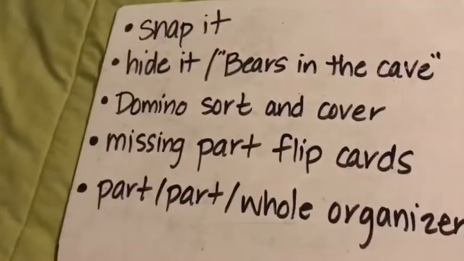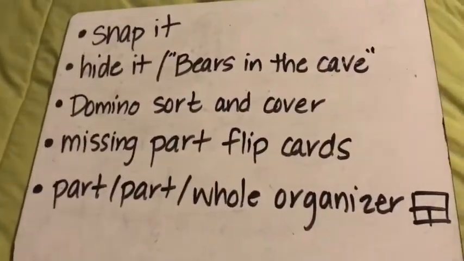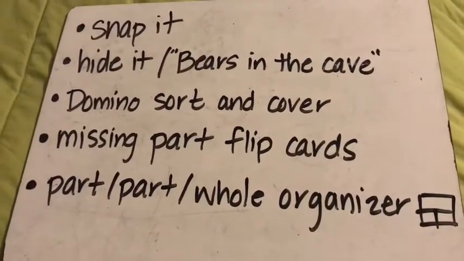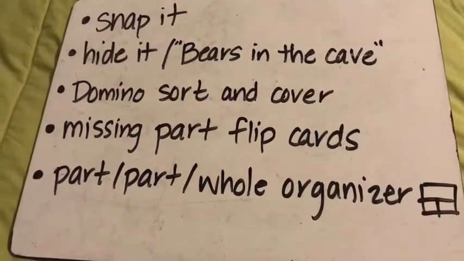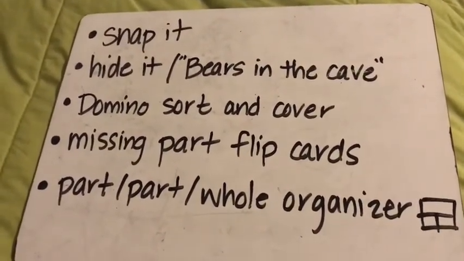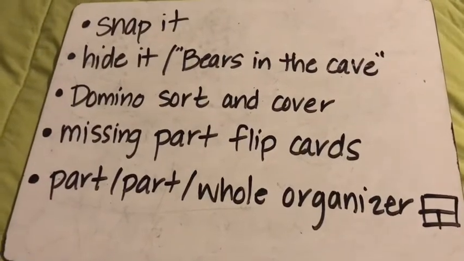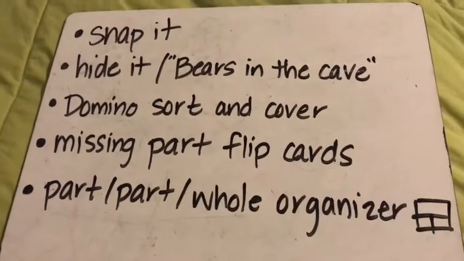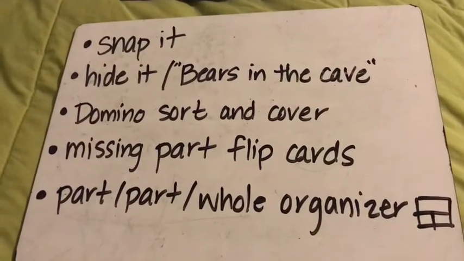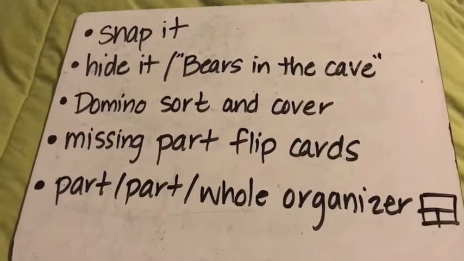Let's talk about some ways that we can practice these skills. All right, there's so many ways to do this. I'm not even showing you all the ways. I'm just going to show you some of the ways, because honestly, our students need a lot of practice with this in the primary grades, and you can do this even up into the upper grades, just the numbers get more complex. So the first game I'm going to show you is Snap It, then Hide It, Domino Sort and Cover. I'll show you missing part flip cards, and a part-whole organizer.